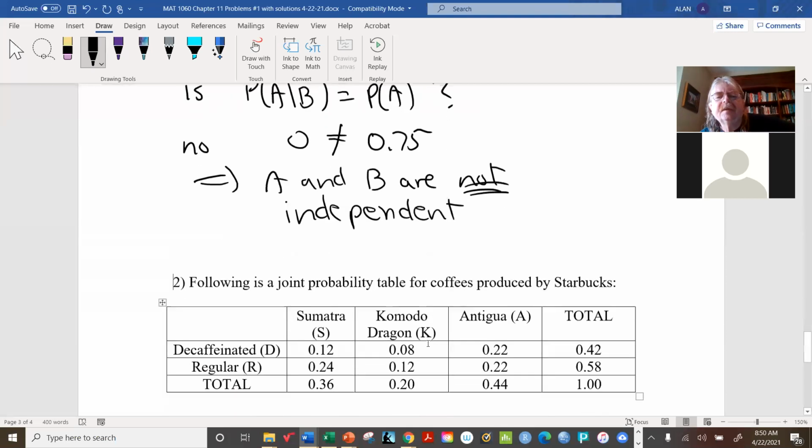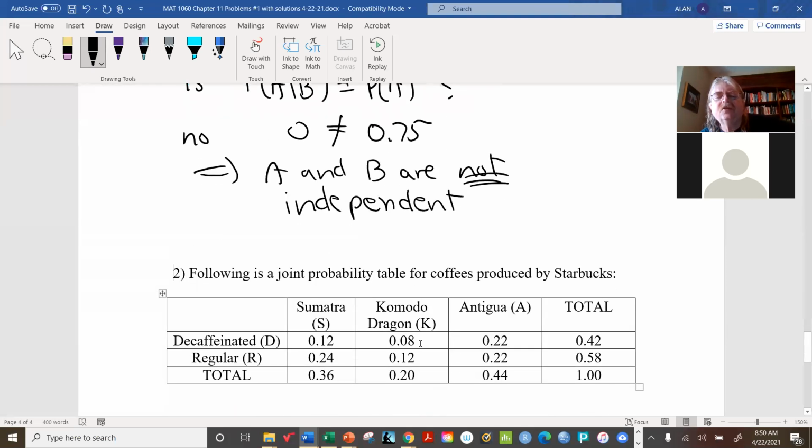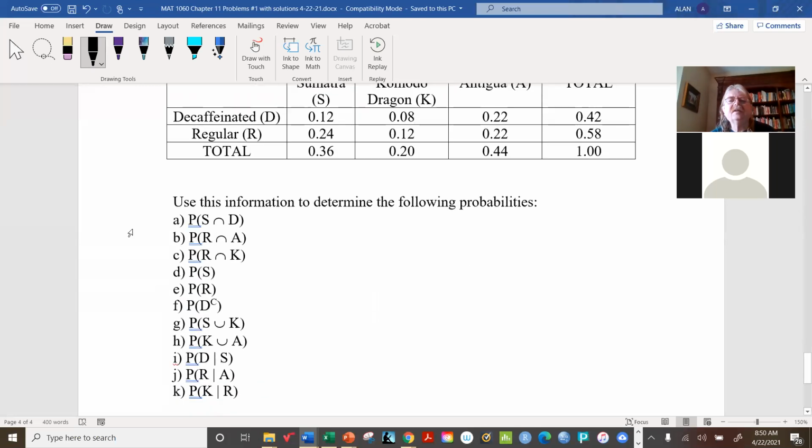All right, now let's go on to this next one. This is a joint probability table. If you notice, all of these numbers are already probabilities. None of the raw numbers or raw totals are here. The total was already divided through all of the numbers, so these are already probabilities. Here we have three different flavors of Starbucks coffee and two types, in other words, decaf and regular, combined with Sumatra, Komodo dragon, and Antigua. And what we're going to do is figure out some probabilities based on that table.